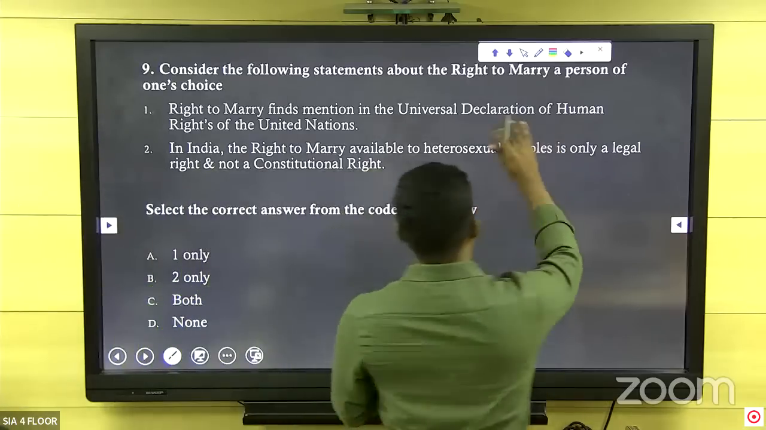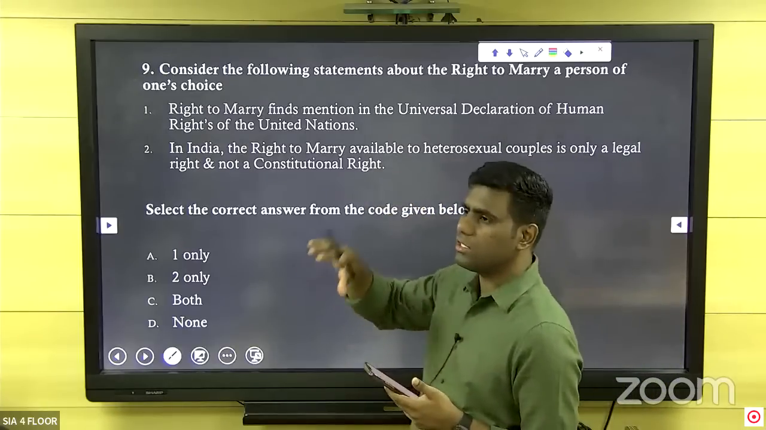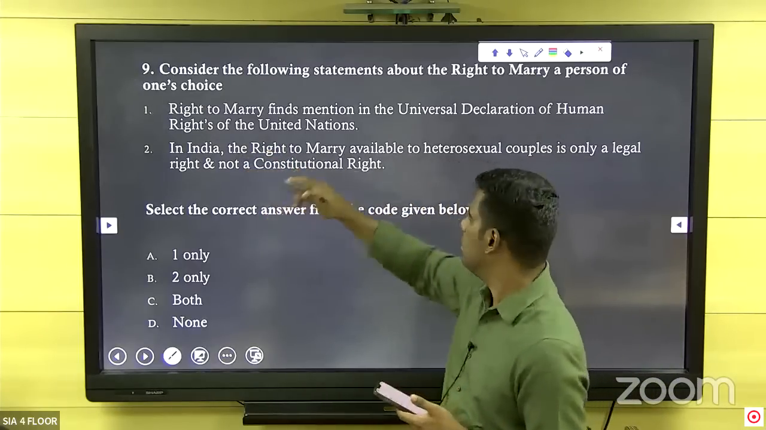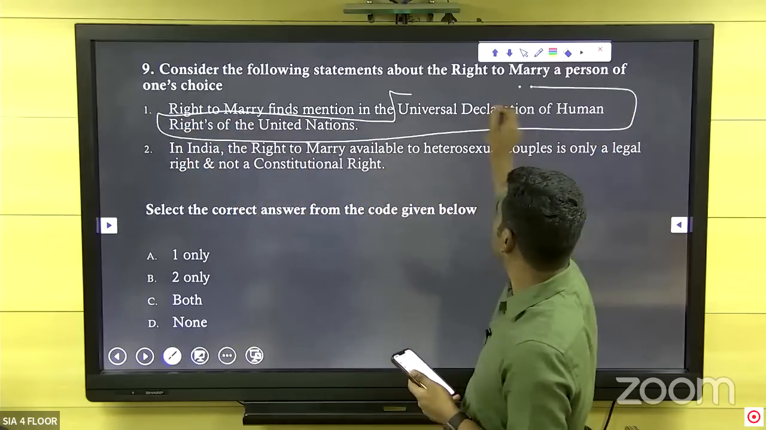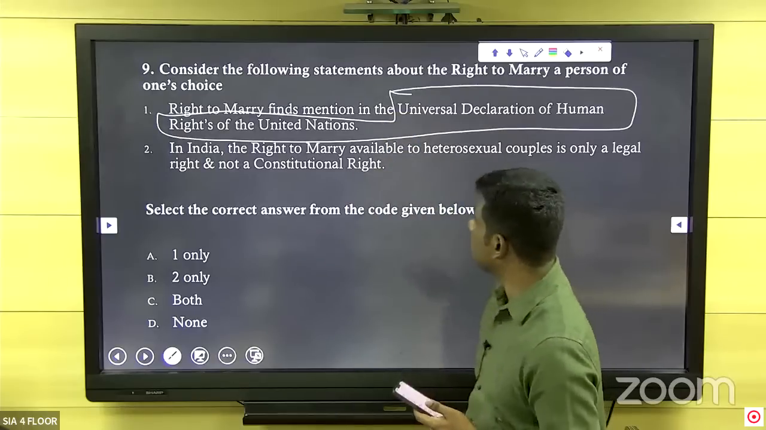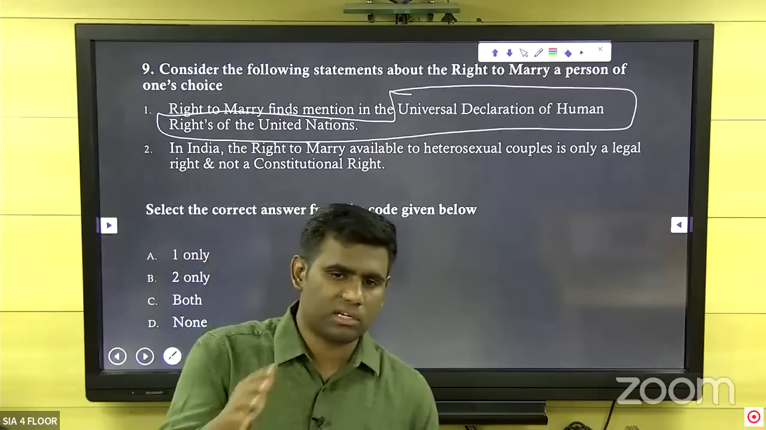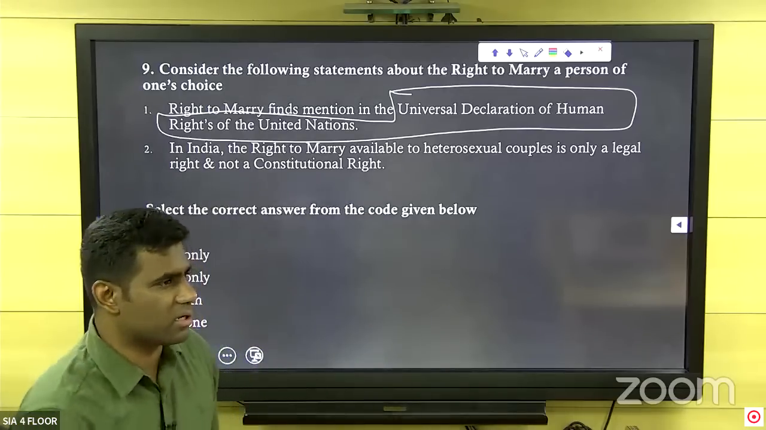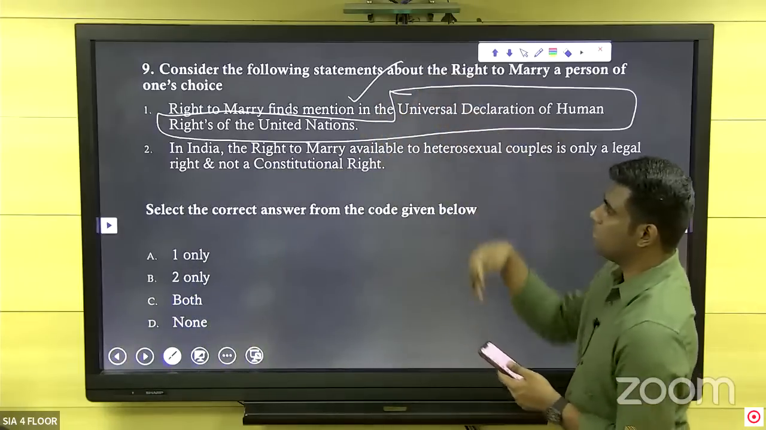See, this we may not know, but we can only guess. There is a possibility that the right to marry might find a place in the most important international document on human rights, the Universal Declaration of Human Rights of the UN. It is as an inspiration from that that many other countries have made their respective chapters on fundamental rights. So there is a possibility. So we can only go in such a way and get it right.